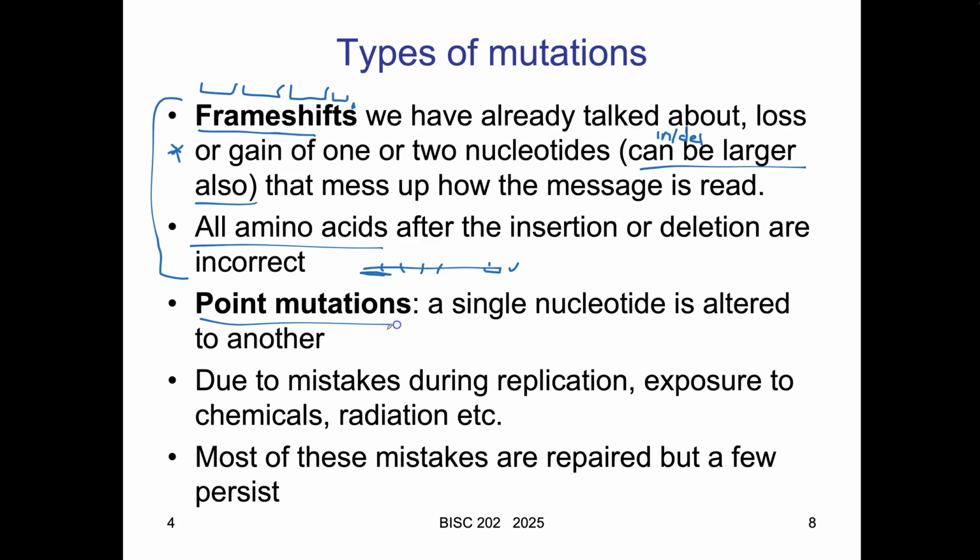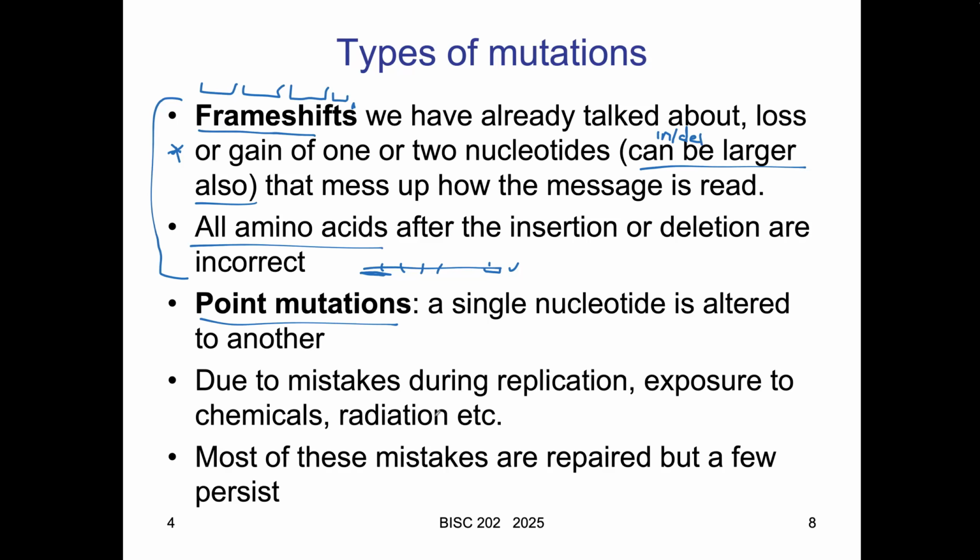Now, point mutations are different. In point mutations, most of the time, it's a single nucleotide that's altered to another. And this can happen for a number of reasons. Mistakes during replication. Sometimes the wrong nucleotide is put in by the DNA polymerase. And then exposure to chemicals, exposure to radiation, and so on, that cause damage.